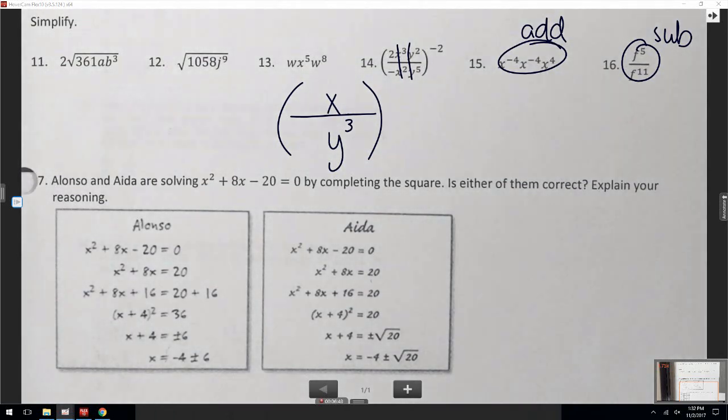Okay, I did not mess with the 2, so it stays on the top. And I did not do anything with that negative, so that stays there. And then it's still negative 2 as an exponent.